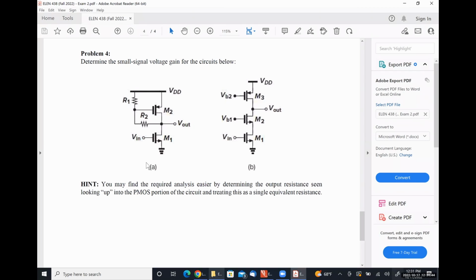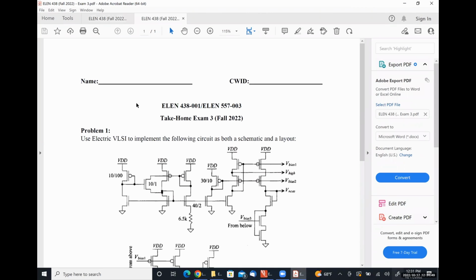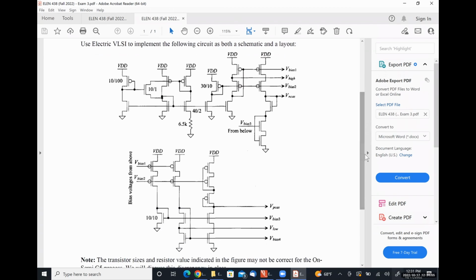And now I'm going to show you your third exam. One problem. The problem is we are going to be implementing this behemoth in Electric together over the next several class periods. This is the biasing circuitry that we have been working on for the last several days.